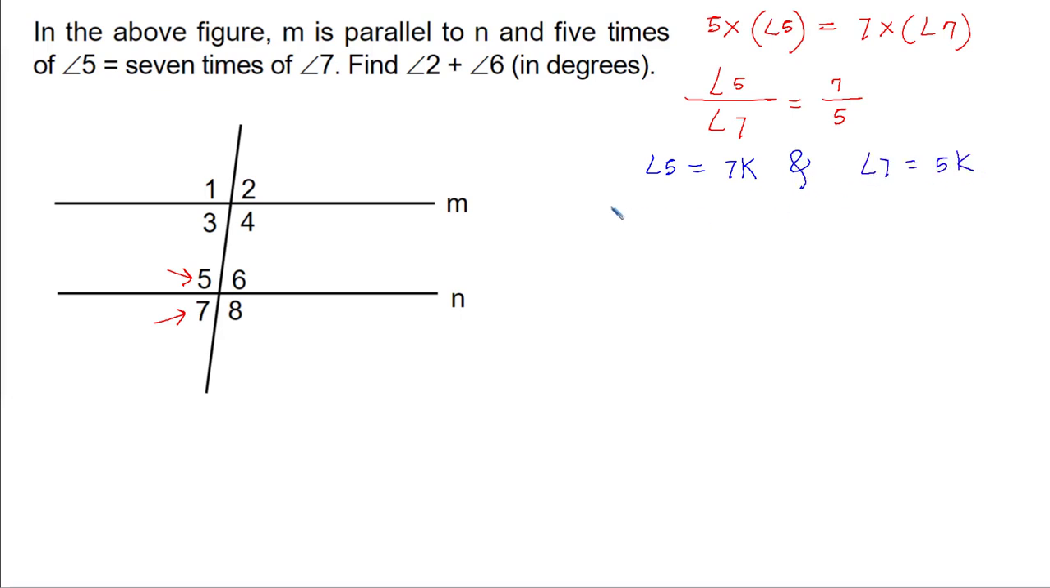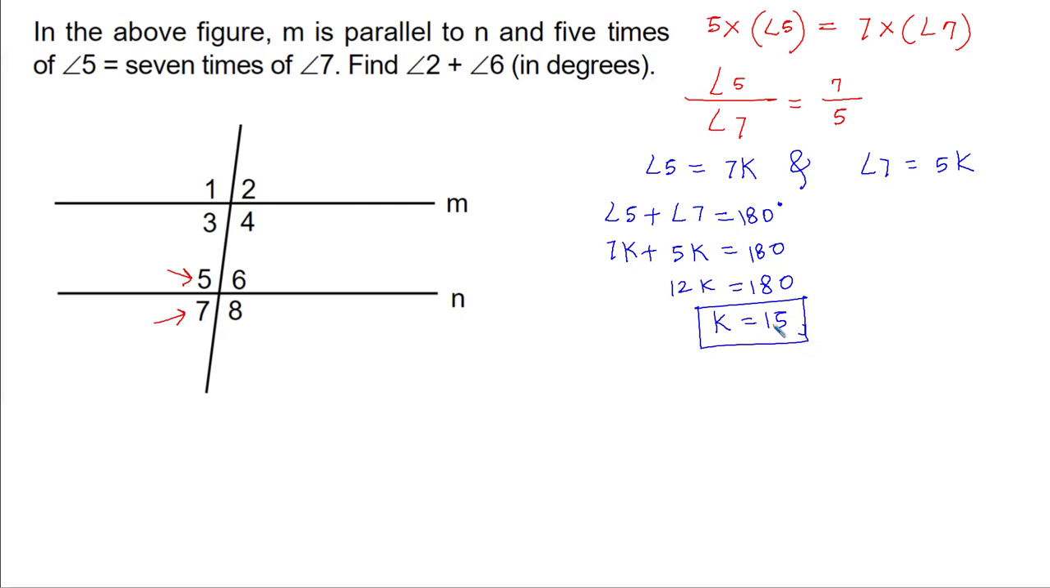Now we can see that angle 5 plus angle 7 is equal to how much? 180 degrees, because they form a straight line. So we can see that 7k plus 5k is equal to 180. So 12k is equal to 180. So we got the value of k. The value of k is equal to how much? 15. Okay everyone, so the value of k is equal to 15.